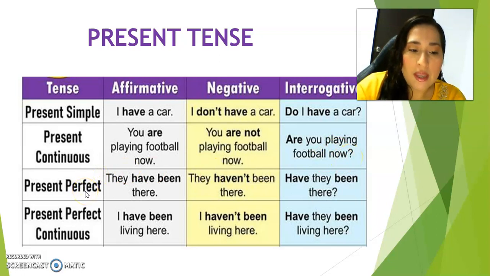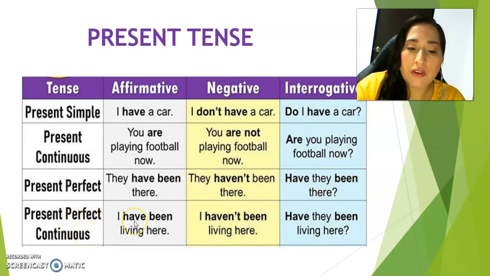Present perfect. In present perfect, we use the auxiliary verb have. So, in affirmative, we have this example. They have been there. They haven't been there. Have they been there?